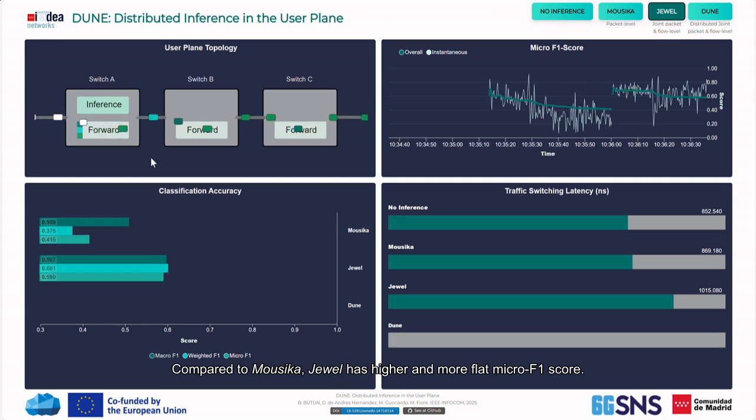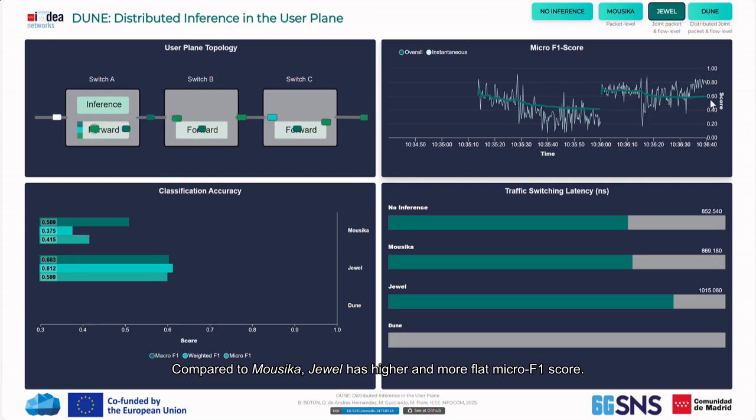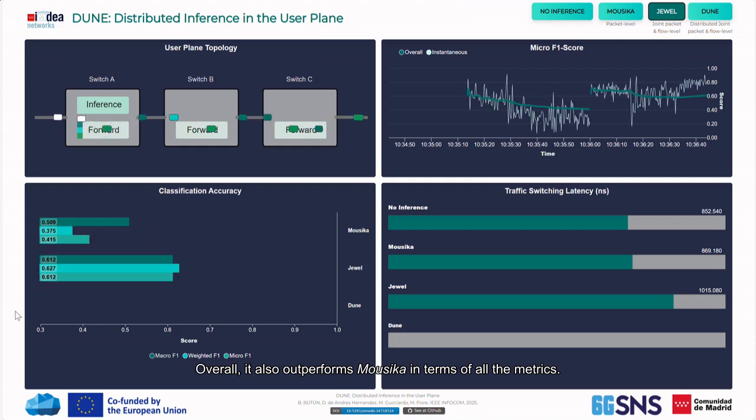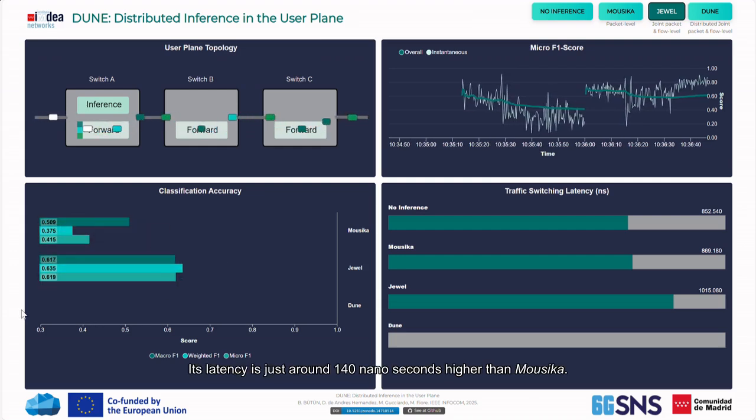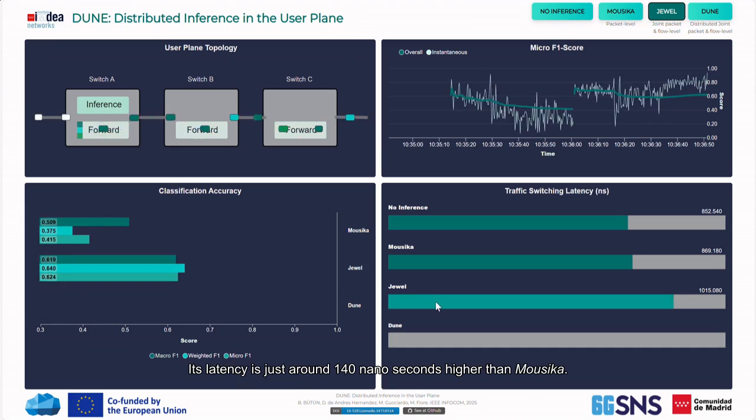Compared to Musica, Joule has higher and more flat micro F1 score. Overall, it also outperforms Musica in terms of all the metrics. Its latency is just around 140 nanoseconds higher than Musica.